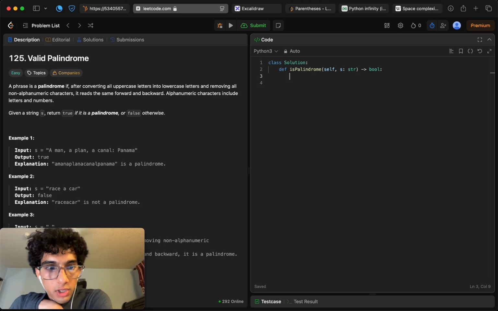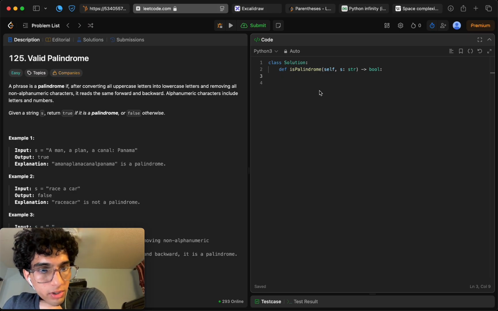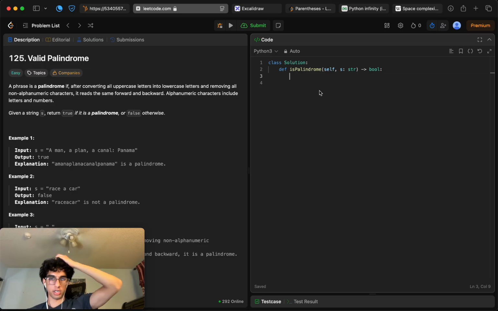Okay. So how would someone go about this? The first thing that comes to my head is we've got to get rid of all the non-alphanumeric characters.